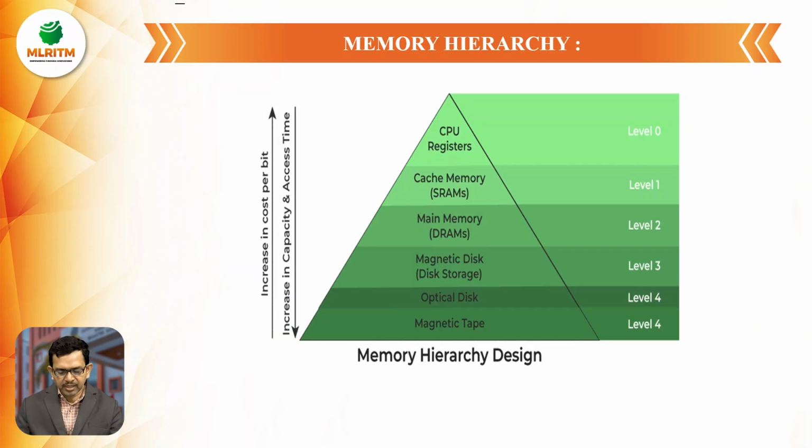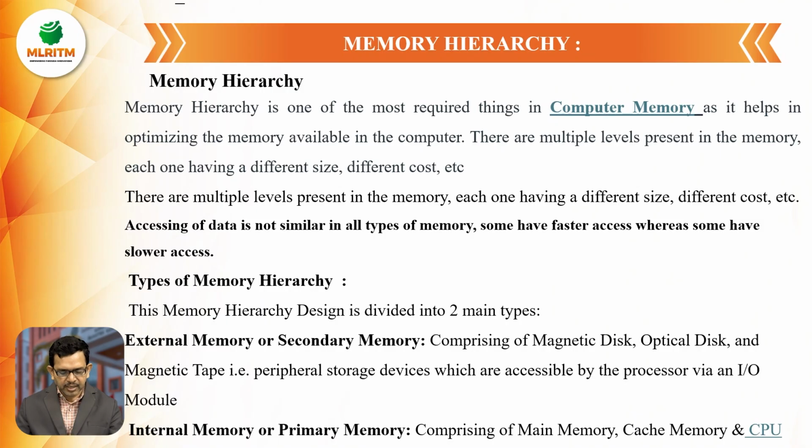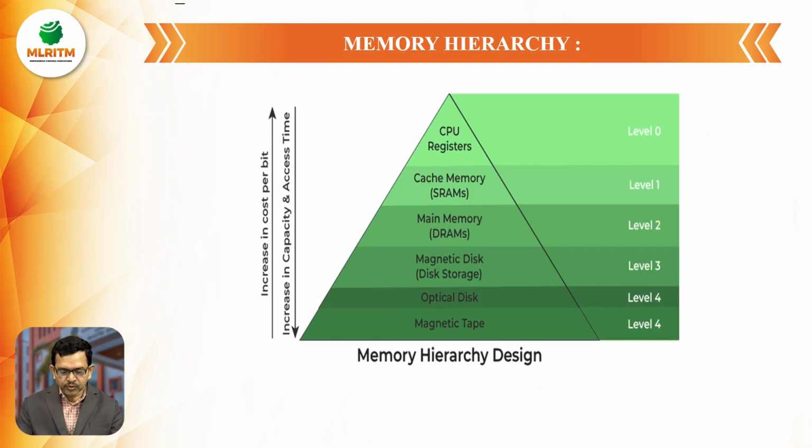And level 3 is the magnetic disk or disk storage, which we also consider external storage. If we see the previous slide, in the external memory we showed it as secondary memory. So this is the secondary memory or the external memory, and that comes under level 3. Coming to the optical disk and the magnetic tape, these two come under level 4.